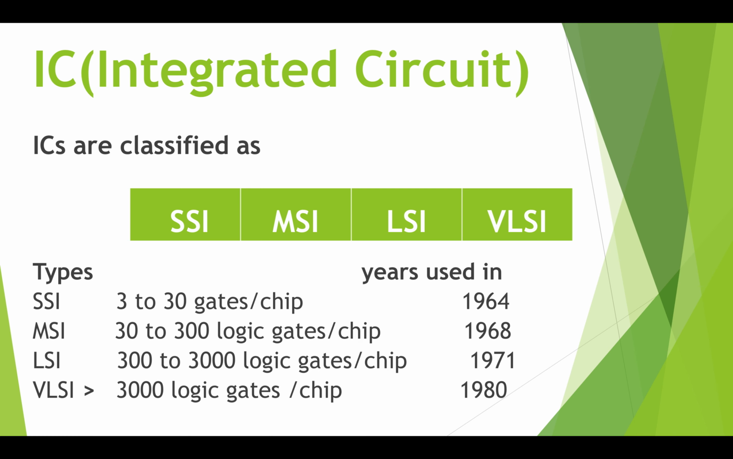VLSI, very large scale integration, consists of greater than 3000 logic gates or chips, and these are the years in which they were used. Small scale integration was used in 1964, medium scale integration was used in 1968, large scale integration was used in 1971, and very large scale integrations were used in the 1980s.